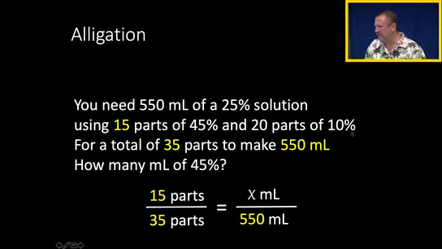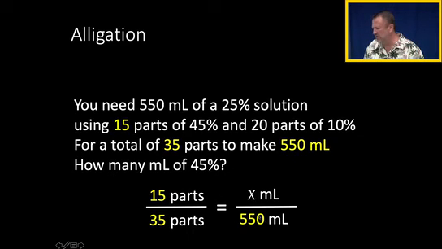15 parts over 35 parts is the same thing as some unknown milliliters, x milliliters, over 550. And the way they do cross products, they tell you to multiply that times that and then do some algebra. What I'll tell you is that, see this 550 in the denominator right here? How do we make that go away? If we multiply both sides of the equation by 550, then that 550 ends up over here.